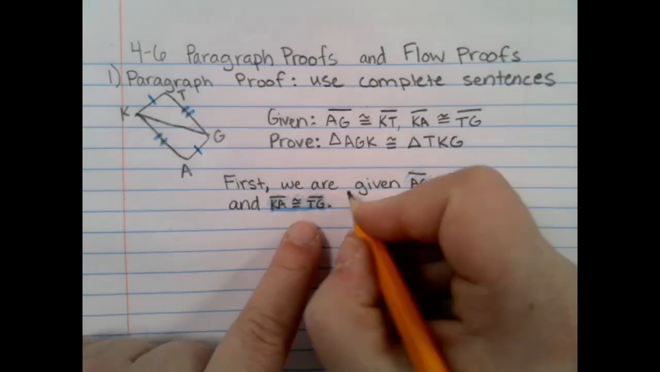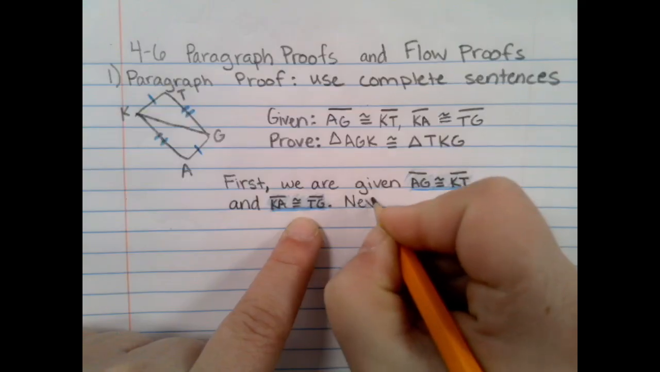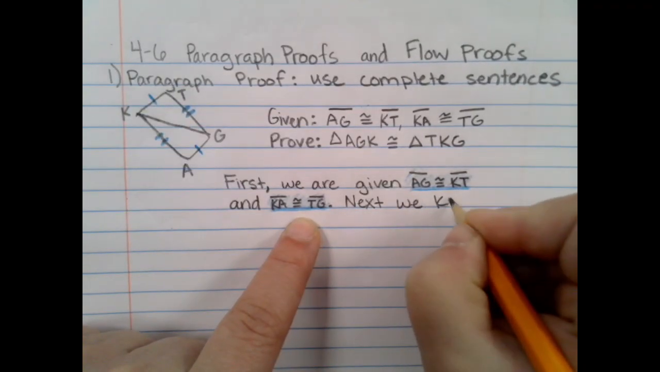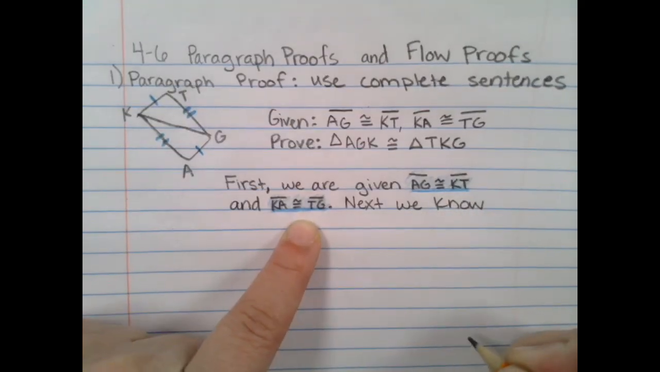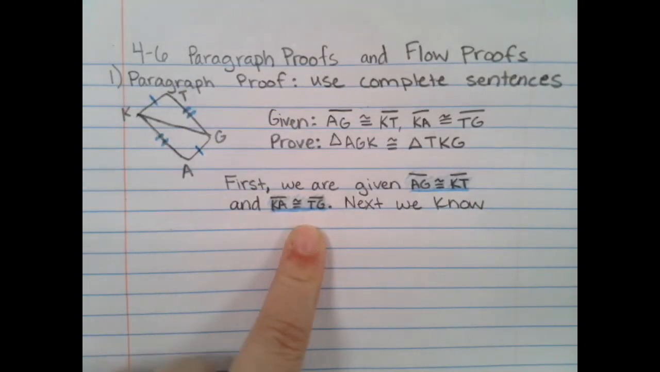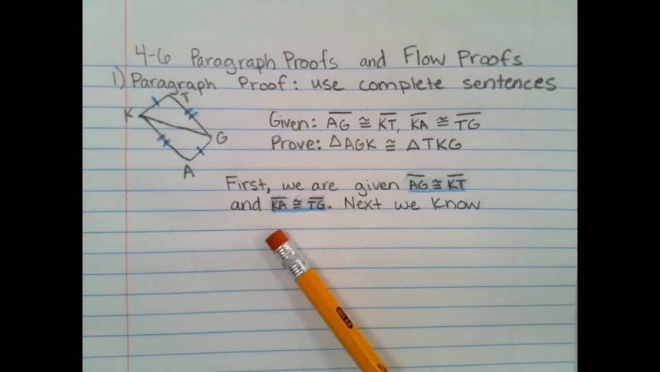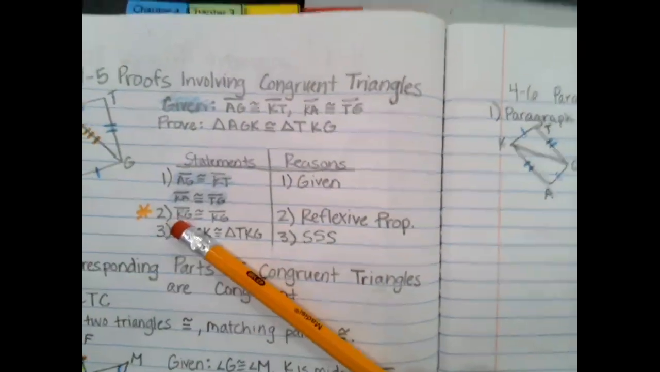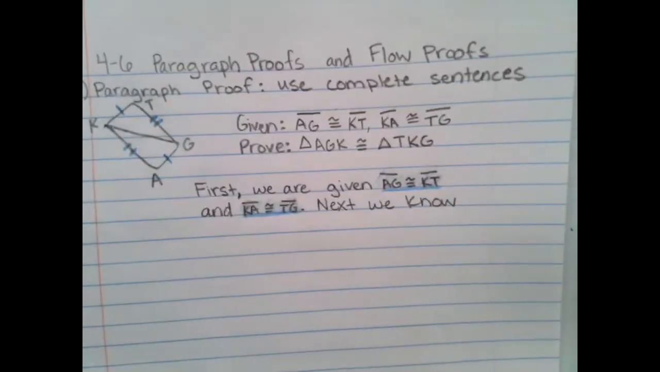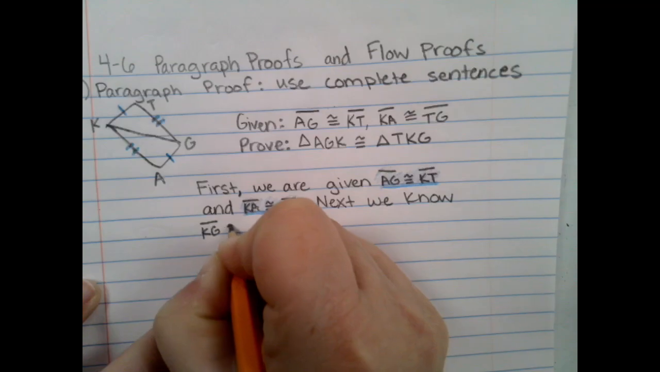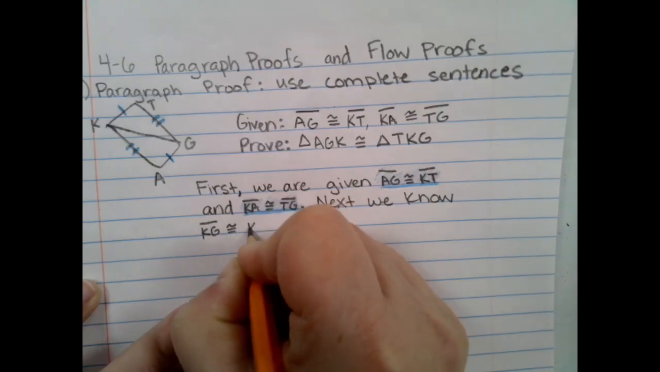Next, okay. Next, we know. Okay, what's a statement that we know? When you go back to the proof, what did we write in our statement? KG is congruent to KG. Okay, so next we know segment KG is congruent to segment KG.